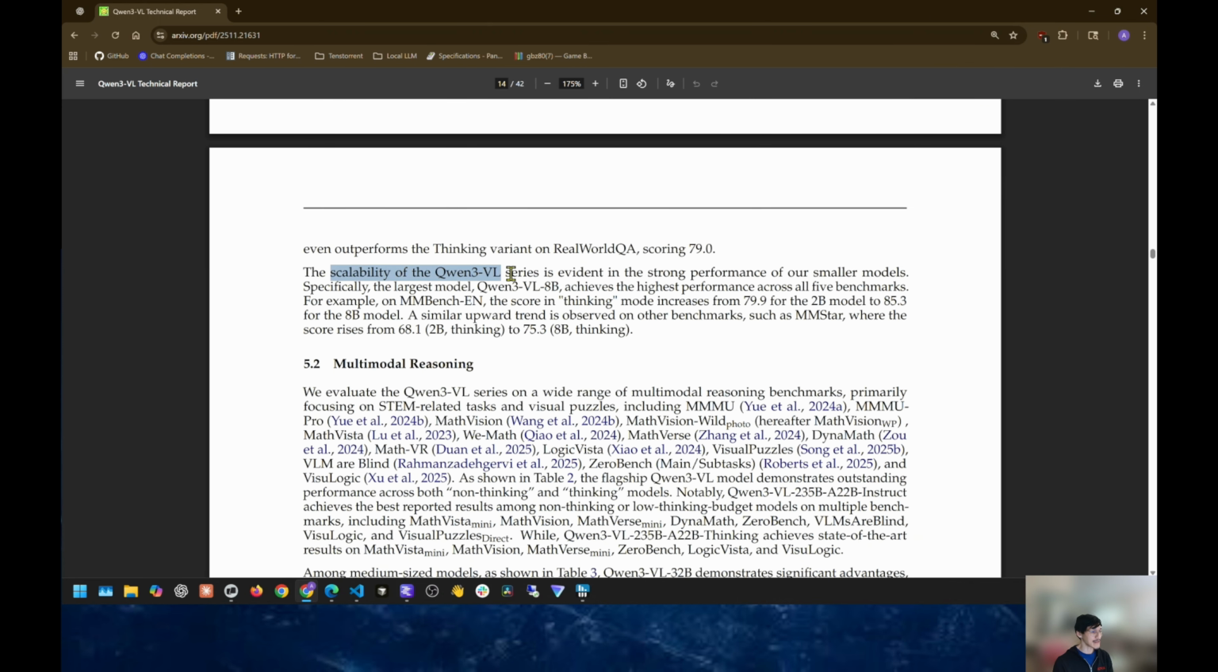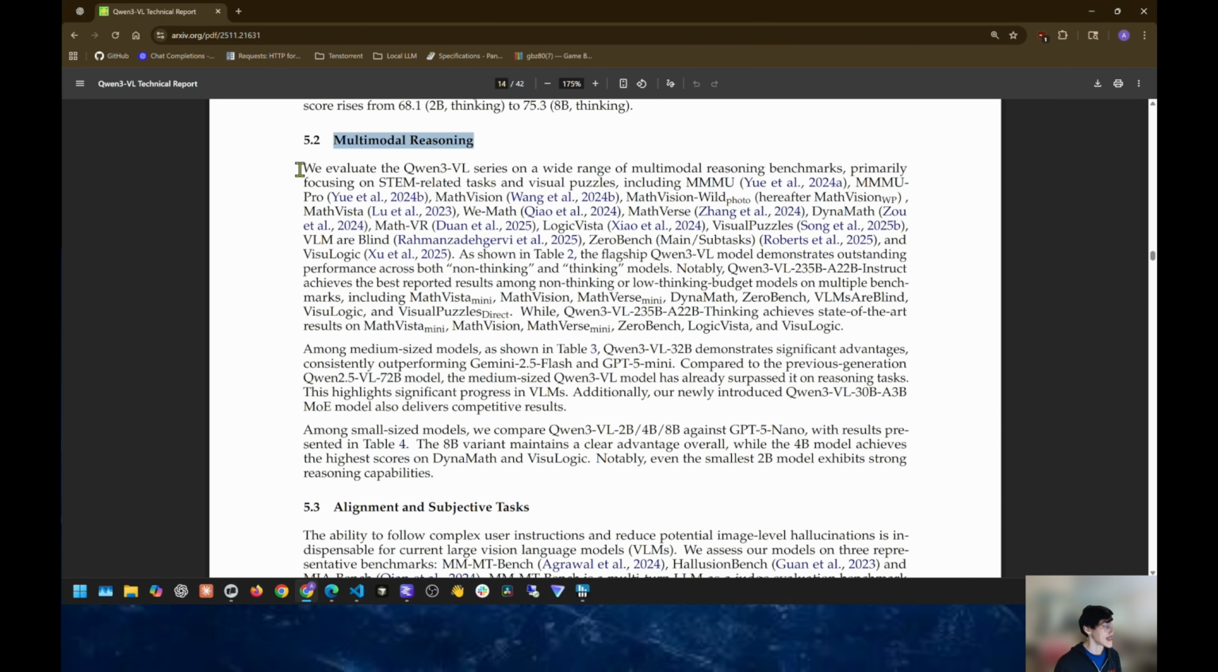The scalability of the Qwen3-VL series is evident in the strong performance of our smaller models. Specifically, the largest model, Qwen3-VL-8B, achieves the highest performance across all 5 benchmarks. For example, on MMBench-EN, the score in thinking mode increases from 79.9 for the 2B model to 85.3 for the 8B model. A similar upward trend is observed in other benchmarks, such as MMStar, where the score rises from 68 for 2B-Thinking to 75.3 for 8B-Thinking.